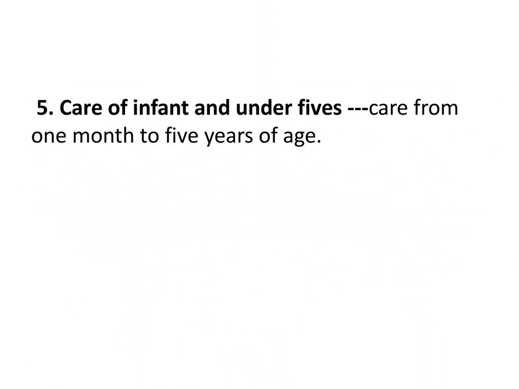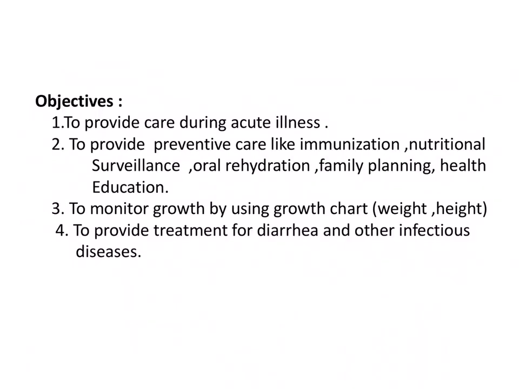Fifth type is the care of infants and under 5 children. Simply it is care of the baby starting from 1 month of age to the age of 5 years. Okay? The objectives of this type of care is to provide care during acute illness.